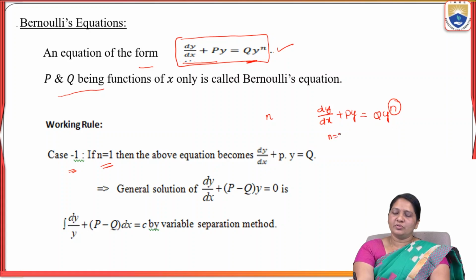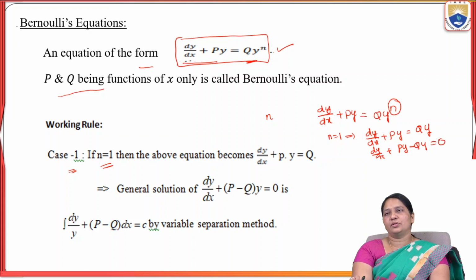Here if the n value is 1, then this equation becomes dy by dx plus py equal to q into y. Now dy by dx plus py minus qy equal to 0. Taking y common, dy by dx plus (p minus q) into y equal to 0. So now I am taking dy by dx equal to minus (p minus q) into y. So now dy by y equal to minus (p minus q) into dx.